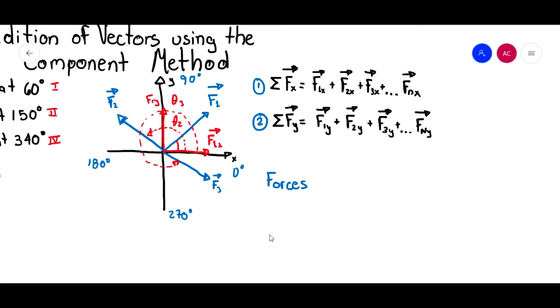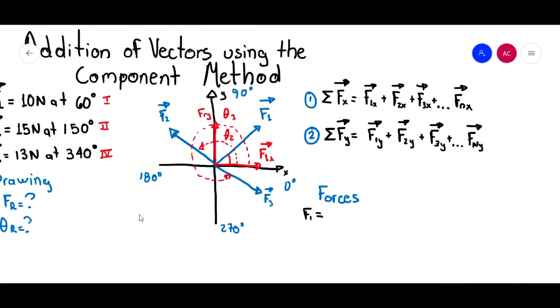The forces that I have: F1, that is only the magnitude, 100 newtons. Okay, and remember I told you it's going to be a chart. Force number 2, 15, oh sorry, it's not 100, it's 10 newtons. Okay, force number 2 is 15 newtons. And force number 3 is going to be 13 newtons. Okay, this is the first column of my chart.